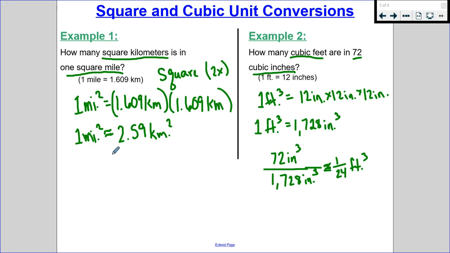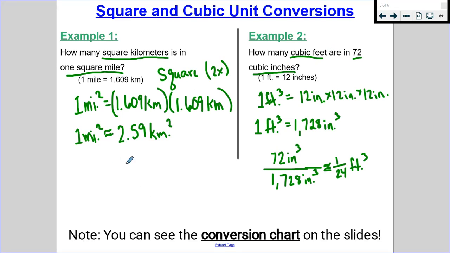So that's just really kind of our first step for example 1 and example 2 as a second step. Just remember the most important thing is you're still going to use the conversions from the conversion charts, and then you're going to have to multiply it twice for a square and 3 times for a cube because the square has 2 dimensions and the cube has 3.